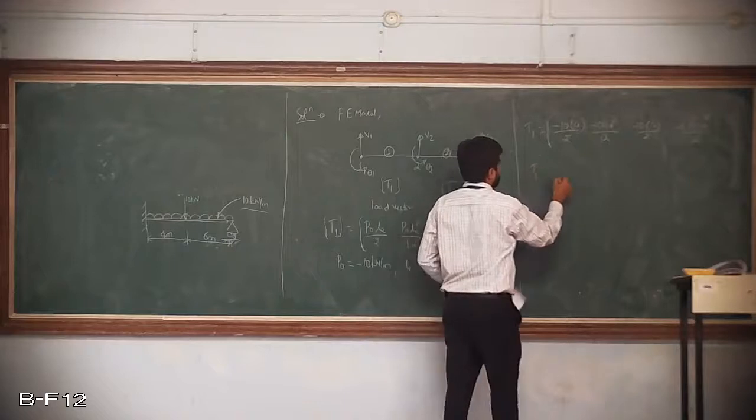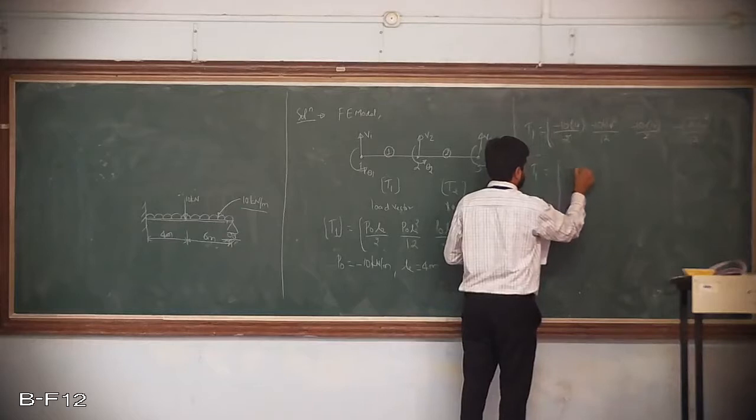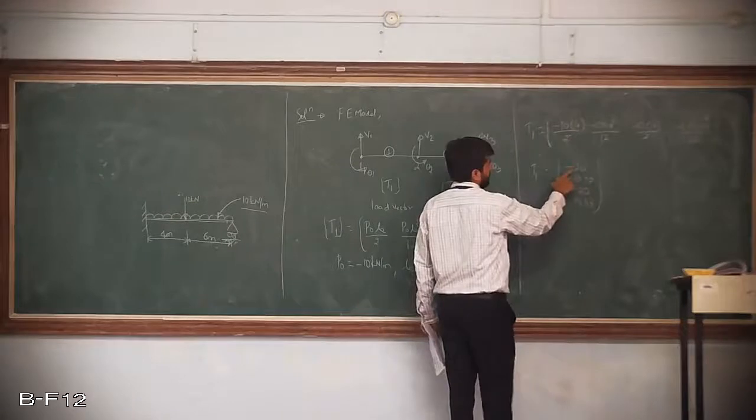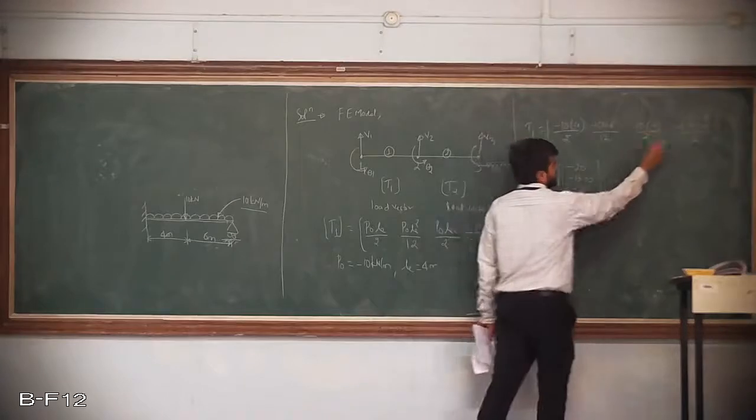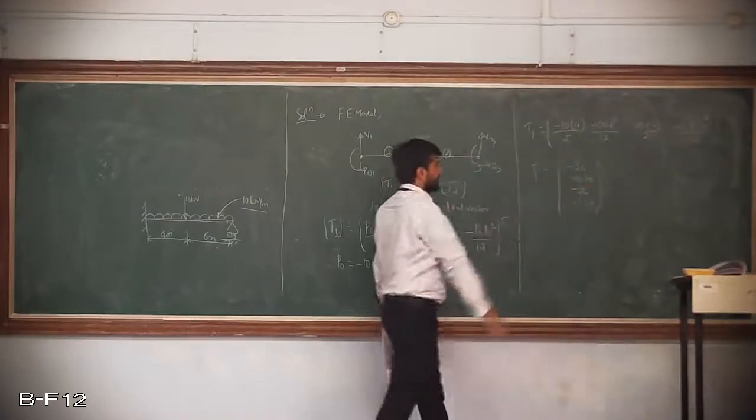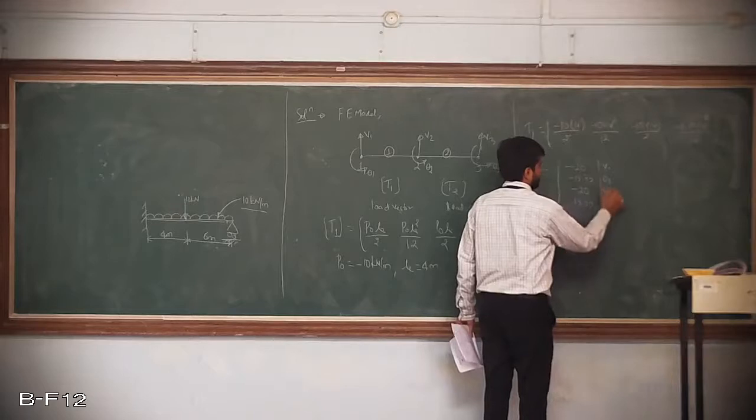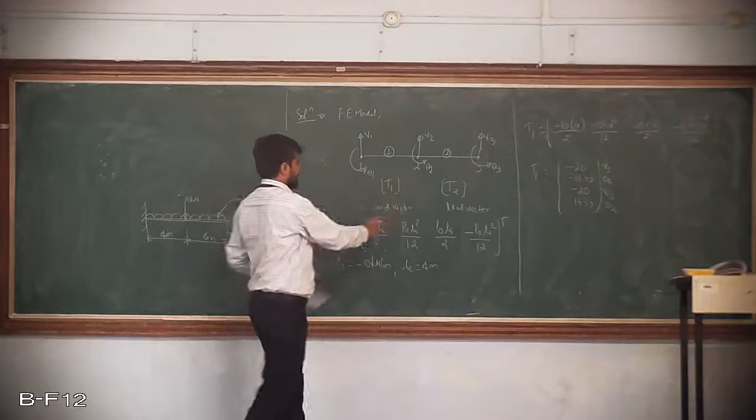So what will you be getting for T1? You will get around minus 20, minus 13.33, minus 20, 13.33. Here you will get minus 20, here minus 13.33, here again minus 20, and minus into minus will be plus, so it will be 13.33. So this will be V1, theta 1, V2, theta 2. These are the values of the first element where you found the load vector.